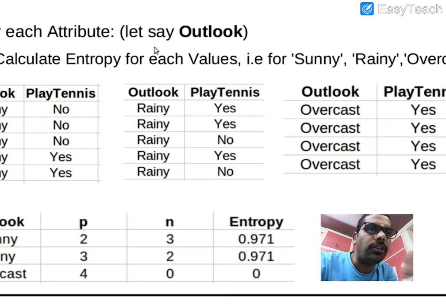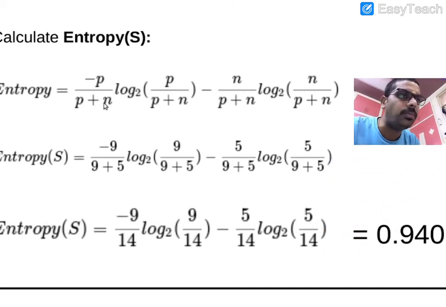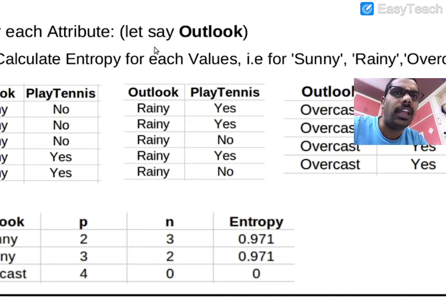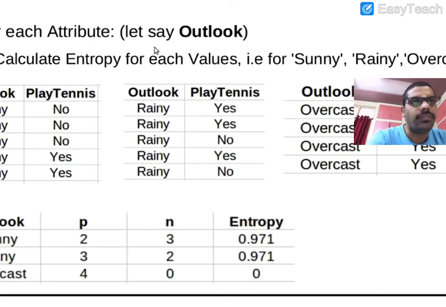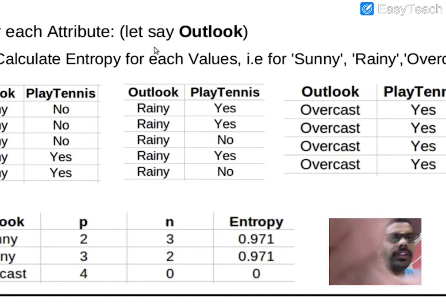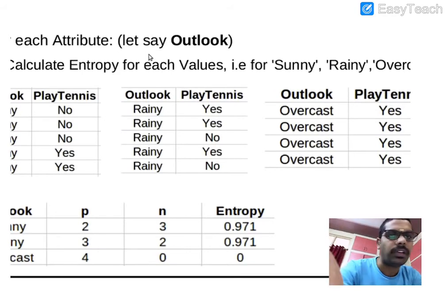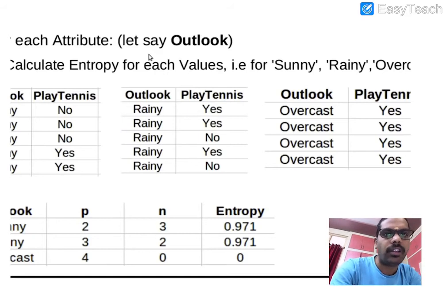So here we computed the entropy for the entire data set, which is 0.940. Now we are going to calculate the entropy for each and every individual attribute. First, we consider outlook. Outlook has three values: sunny, rainy, overcast.